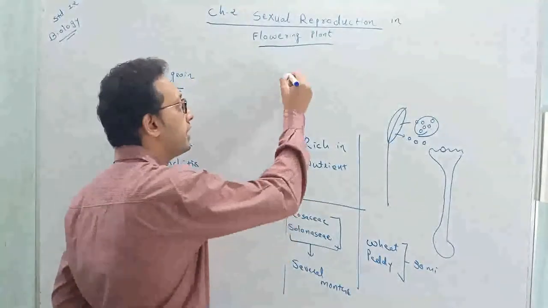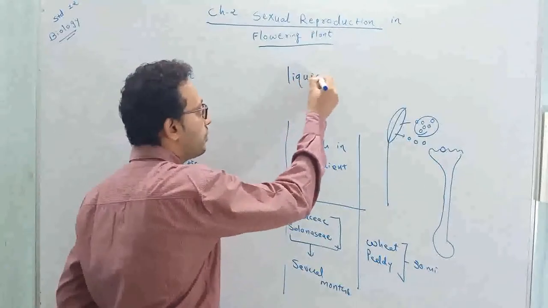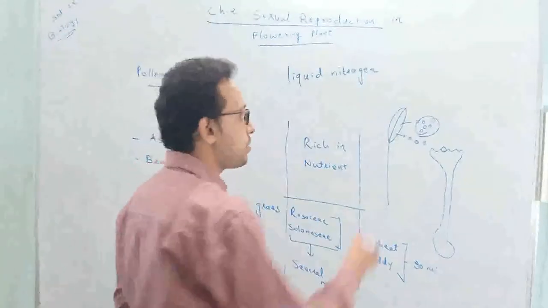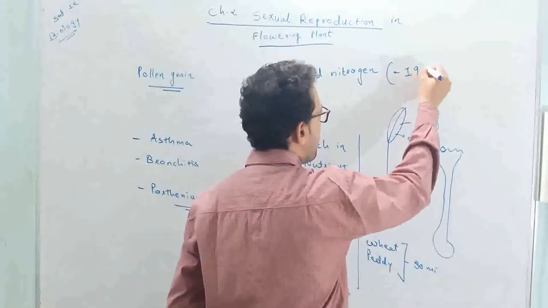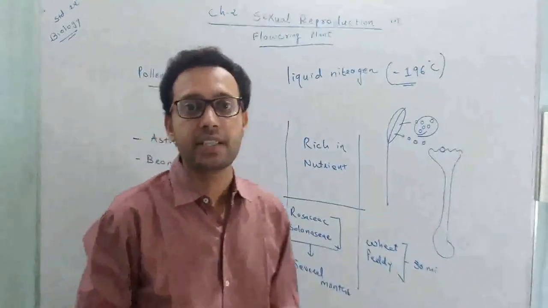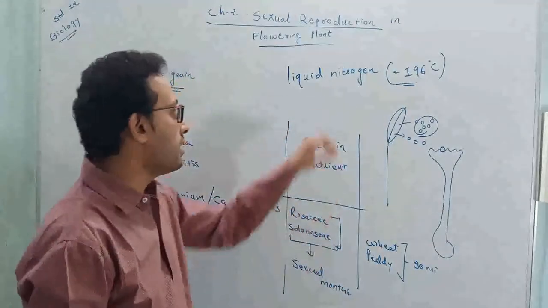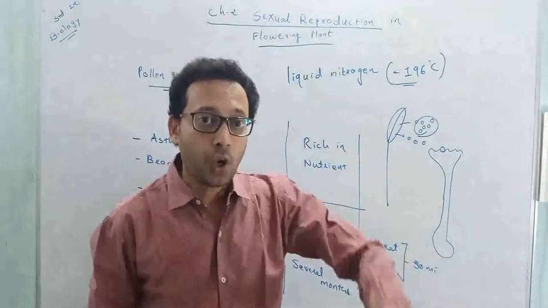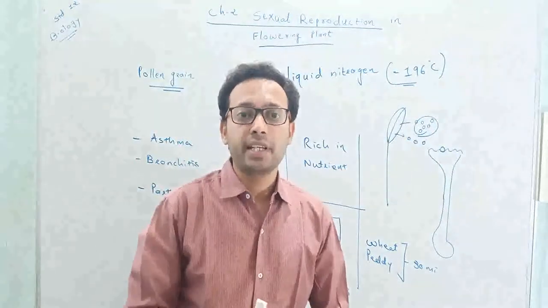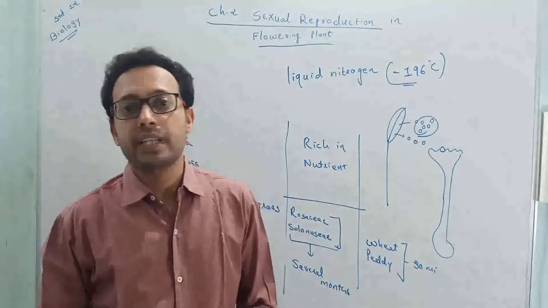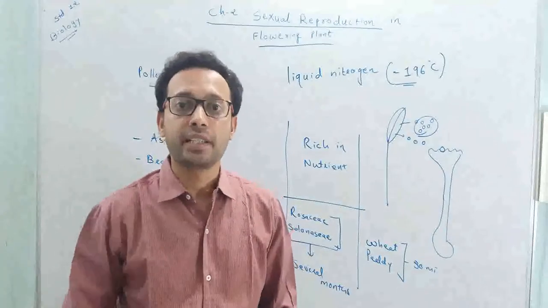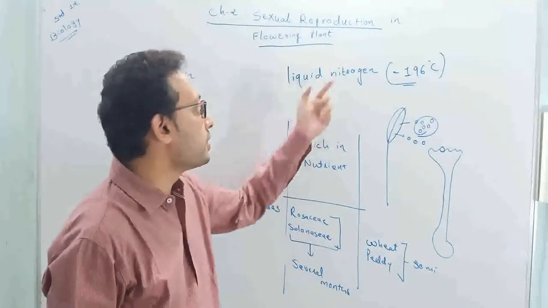If you want to preserve pollen grain, then you should keep it in liquid nitrogen. This liquid nitrogen provides a temperature of minus 190 degrees Celsius. Remember, minus 190 degrees Celsius. That temperature is provided with the use of liquid nitrogen. And in such a cold environment, this pollen grain can be preserved. This pollen grain can be utilized whenever it is necessary, and from that the fertilization process proceeds. Thus we can also preserve pollen grain in liquid nitrogen.